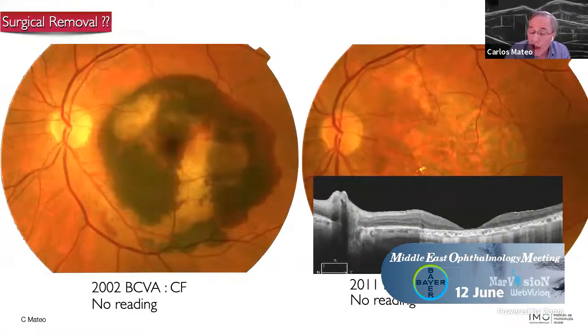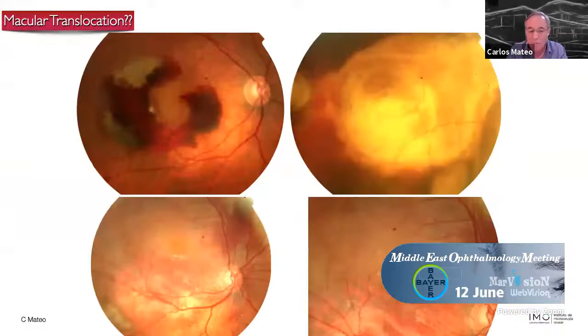What other options do you have? Many years ago, 18 years ago, we had the removal. In this case, we remove the sub-RPE hemorrhage and the complex. At the end, the patient improves a little bit in vision, but not in reading. The most important thing for these patients is reading vision.